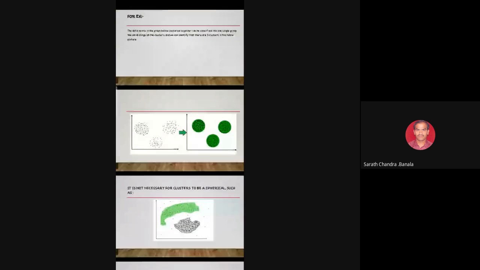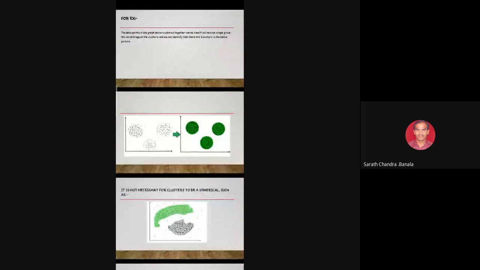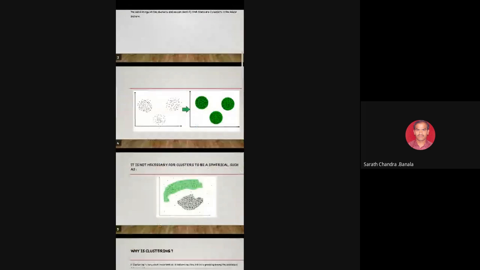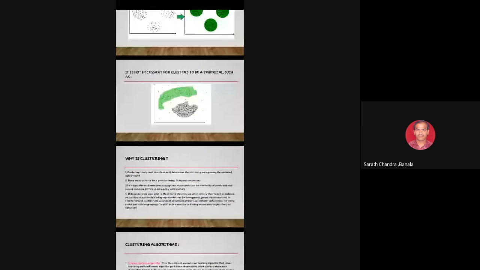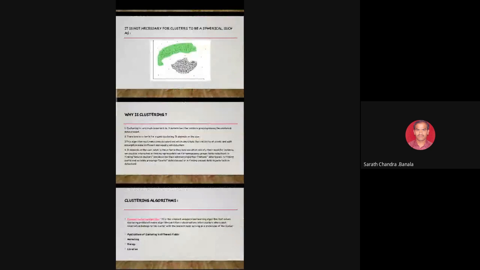Here is the picture. We see three clusters, and they are in circular shape in the picture. But actually, a cluster is not in a particular shape. It can be a triangle or rectangle, whatever shape, but it is not in a particular shape. Clustering is very important as it determines the intrinsic grouping among the unlabeled data present. There are no criteria for a good clustering. It depends on the user.